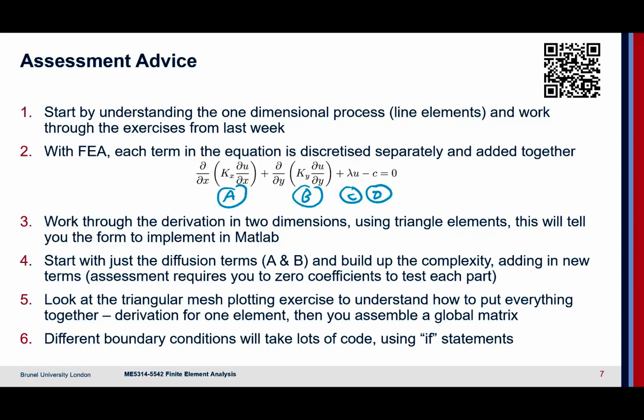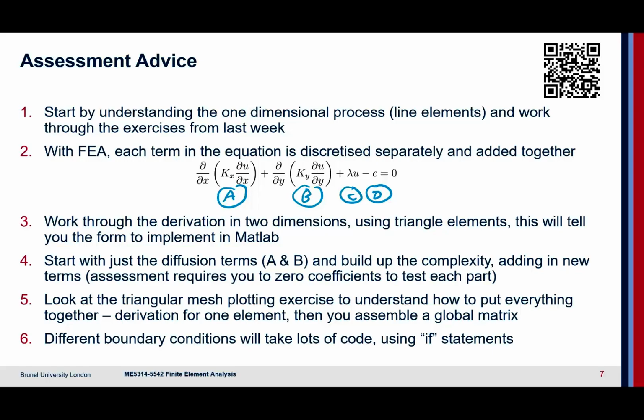I would say break the problem up, start simple, start with just the diffusion terms equal to 0, and then gradually start to add extra terms in. So don't try to solve the whole problem in one go, build up in complexity and think how you can test the solutions, how you can test parts of it, how you can test that the shape functions you define are correct, to make sure you're testing each part of the code.